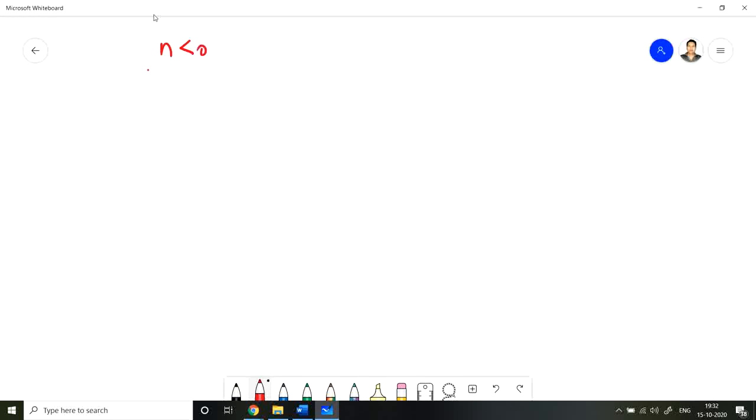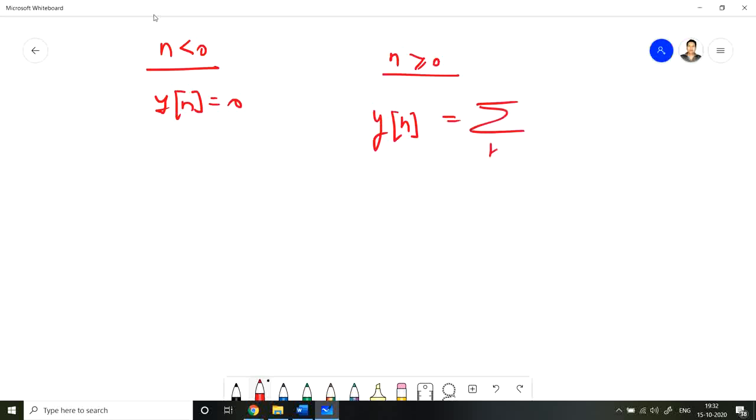So let us consider the first case, when n is less than 0, that y[n] is equal to 0. It is simply equal to 0. Now when n is greater than or equal to 0, we have y[n] equal to summation k equals minus infinity to plus infinity x[k] h[n minus k]. So what is the region of overlap? It is basically from k equals 0 to k equals n only.